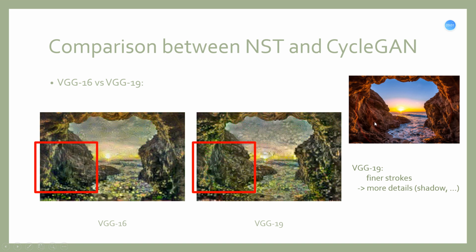In another example, we can see that here is the original image. The VGG19 provides finer strokes, so it can paint more details. For example, let's compare here and here. The VGG19 can draw shadows, making it more like the original image.